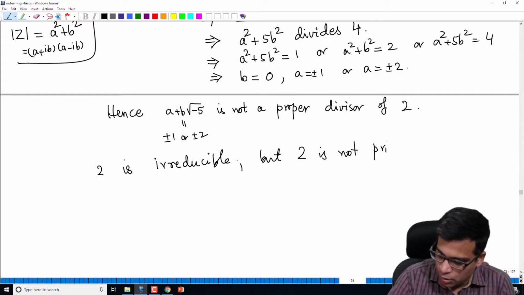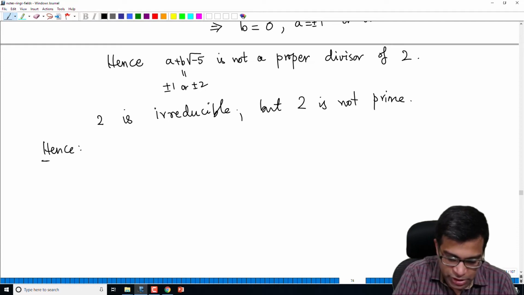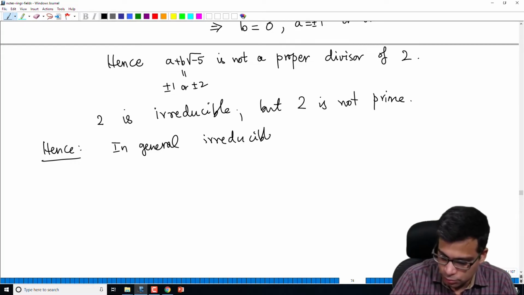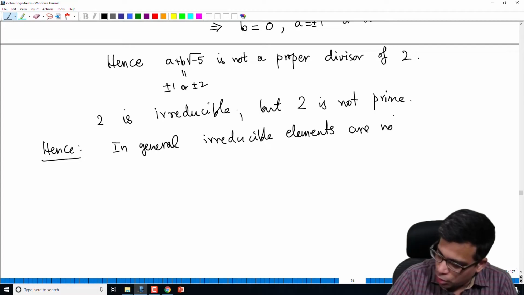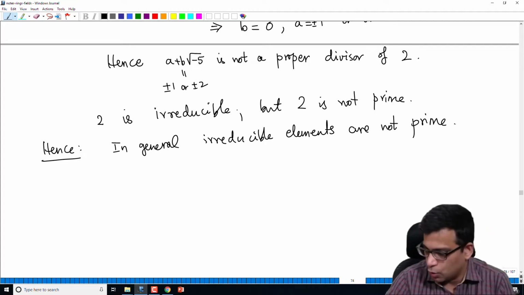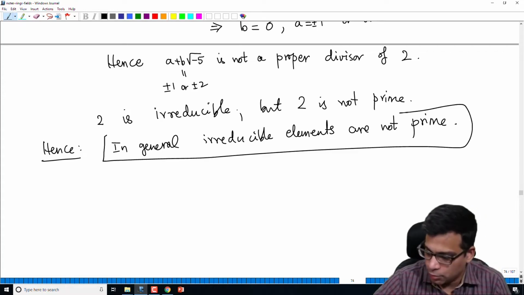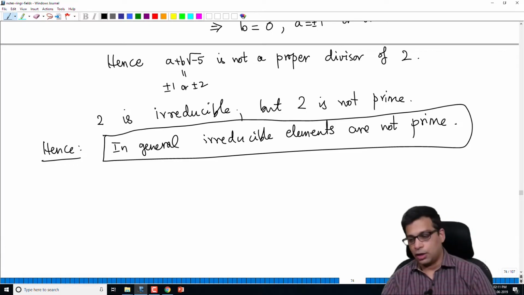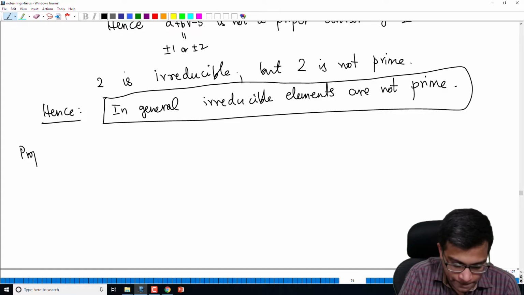So I did this example only to illustrate the fact that in general, irreducible elements are not prime. That's my goal. In general, irreducible elements are not prime. So this is an important fact to remember. In an integral domain, there can be irreducible elements that are not prime. However, the converse is true. So this is a proposition.